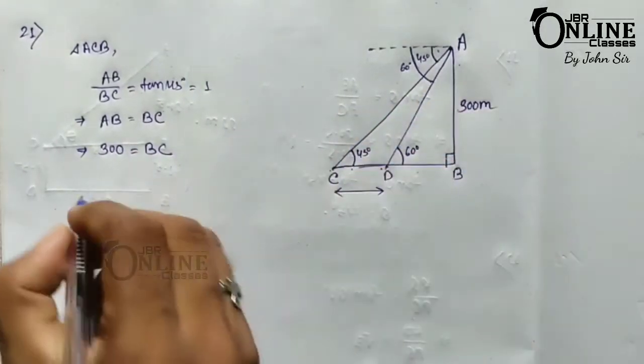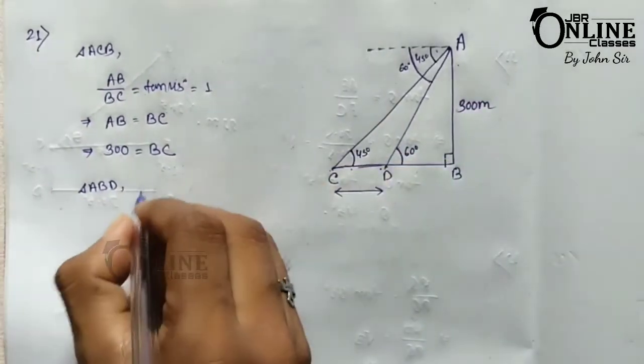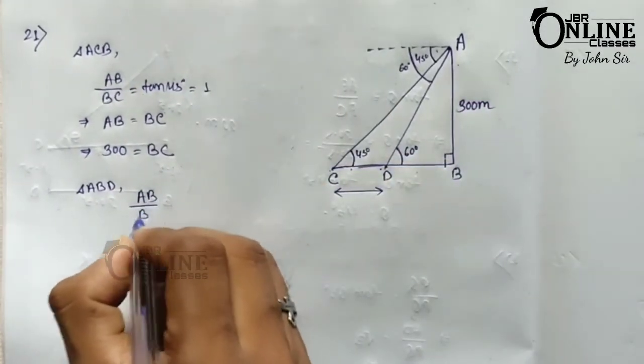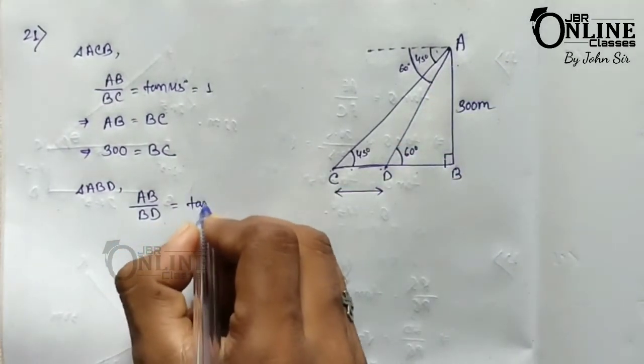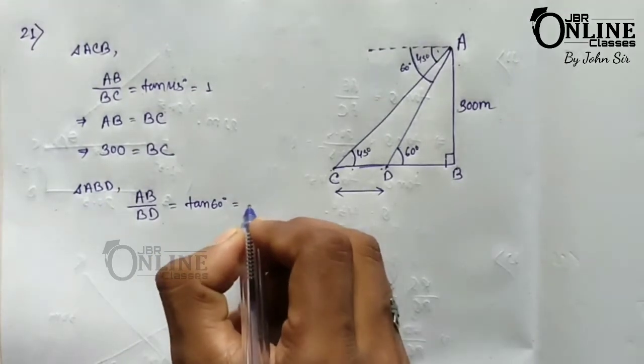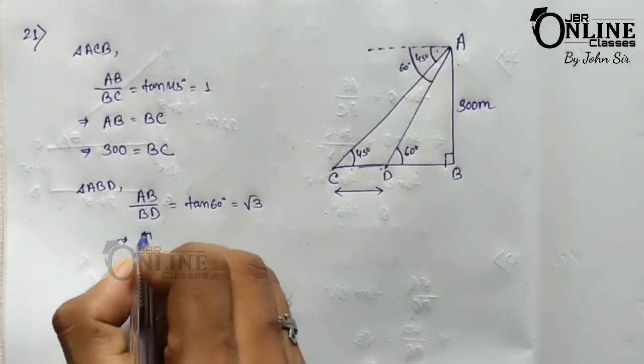Now the second one, from triangle ABD. In triangle ABD, AB by BD equal to tan 60. Now the value of tan 60 equal to root 3. So here the value of AB equal to 300.